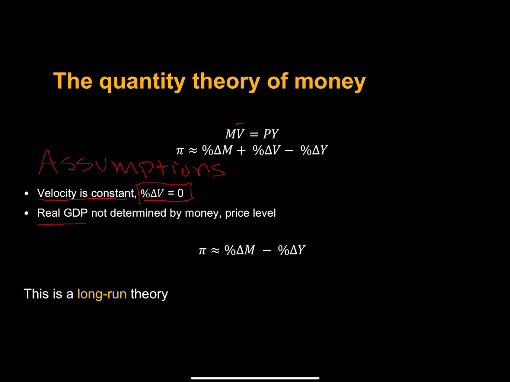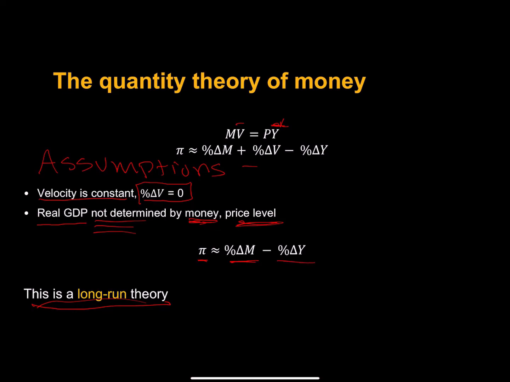The next assumption is that real GDP is not determined by money or price level. So real GDP, this Y, is determined by maybe level of technology, size of population, the amount of capital stock, but these are things that don't have anything to do with the quantity of money or price level. This is a long-run theory. These assumptions are pretty good over a long period of time, but may not hold over a short period of time. But if these assumptions are good, then the inflation rate is the difference between the money growth rate and the growth rate of output.